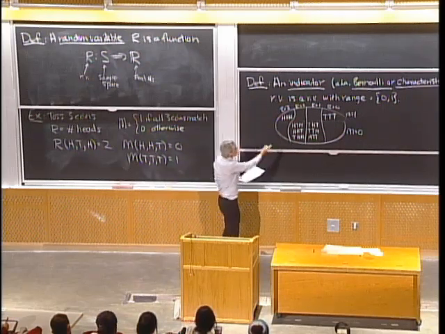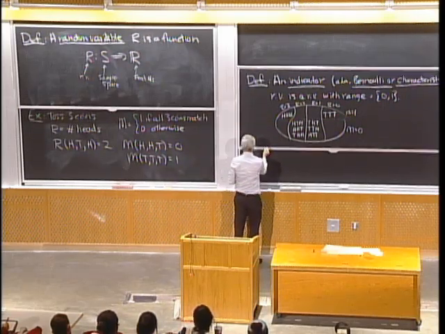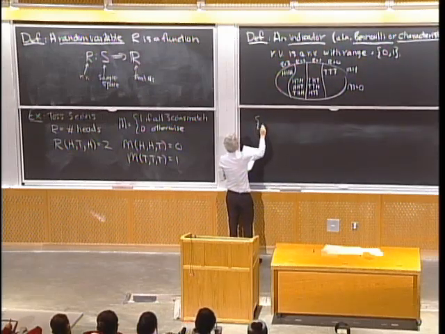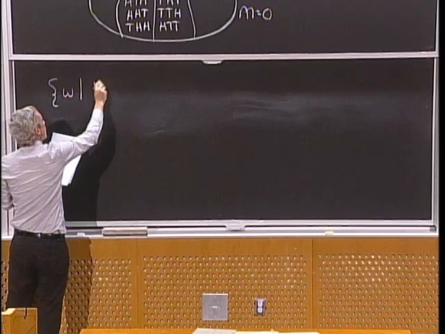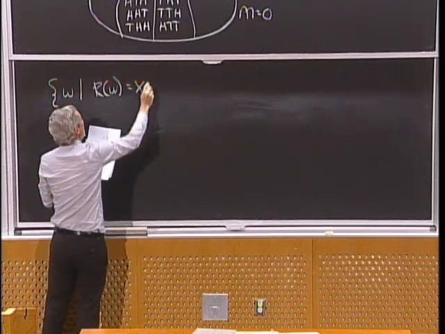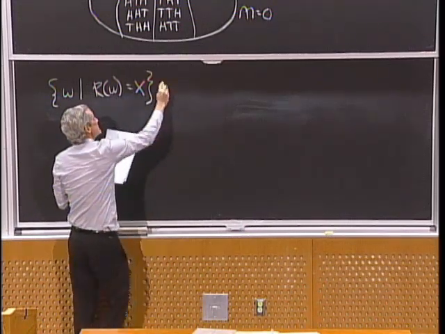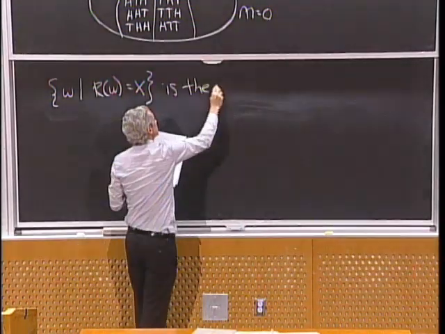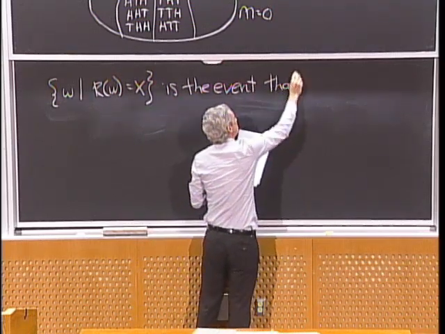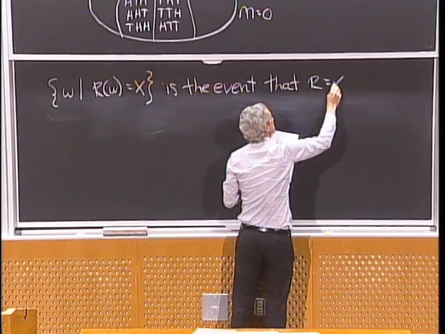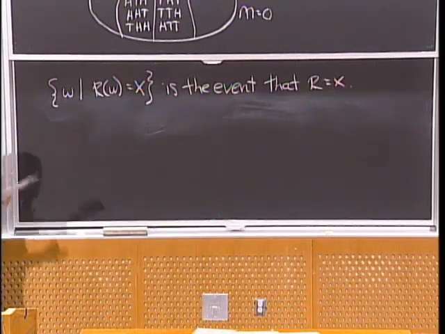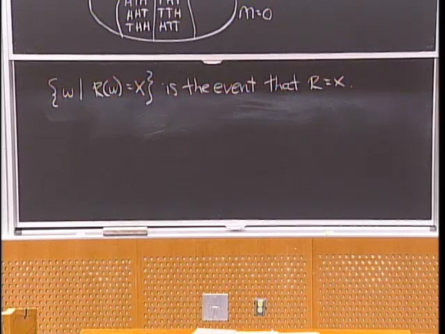And in fact, every block is really an event. In particular, if you look at the outcomes for which the random variable equals some value x, this is simply the event that R equals x. And of course, an event is just a subset of the sample space. It's a collection of outcomes that define the event.